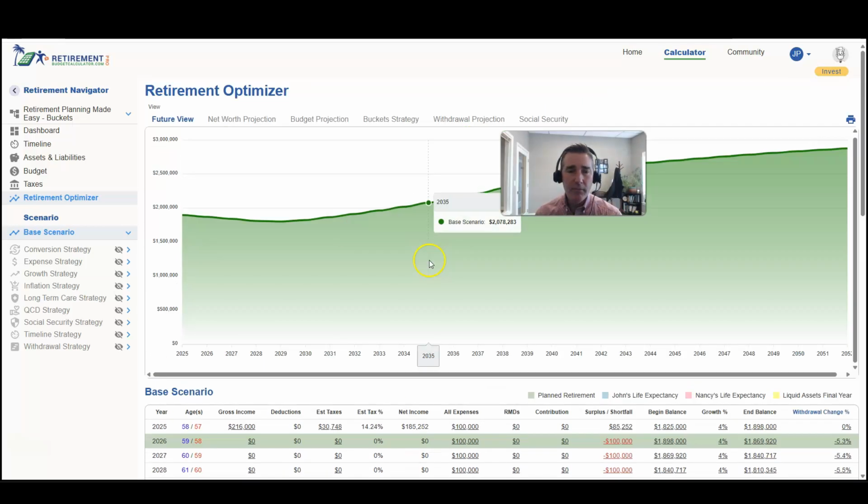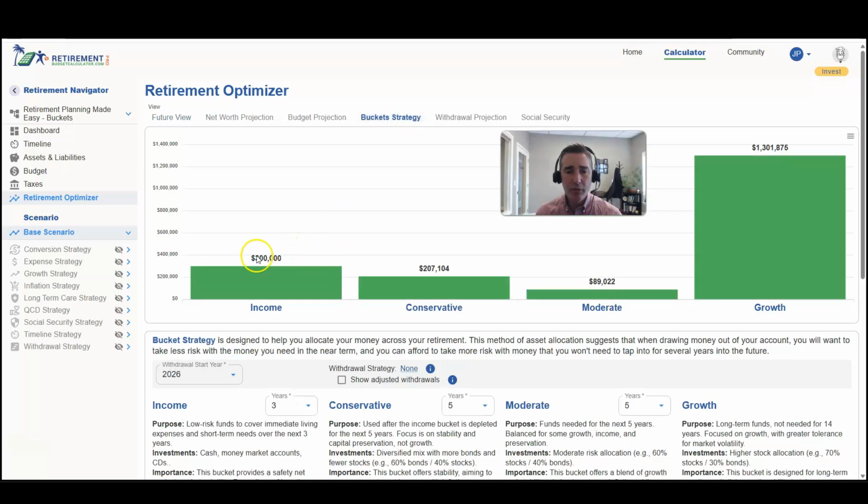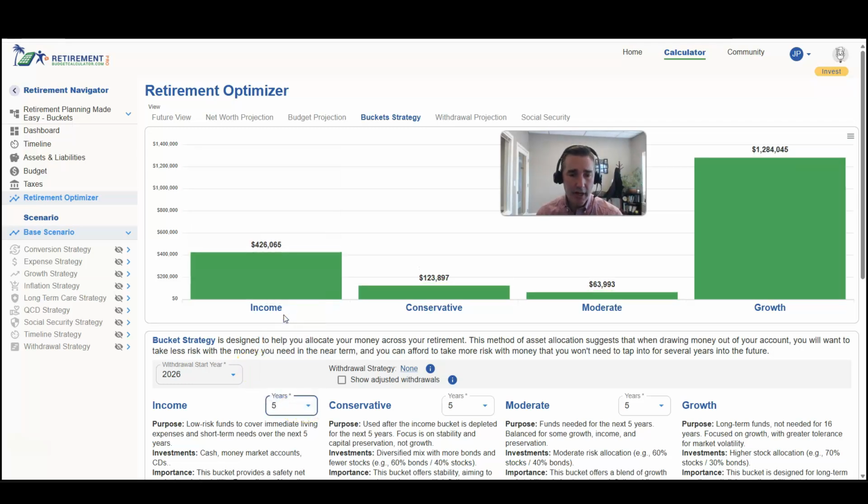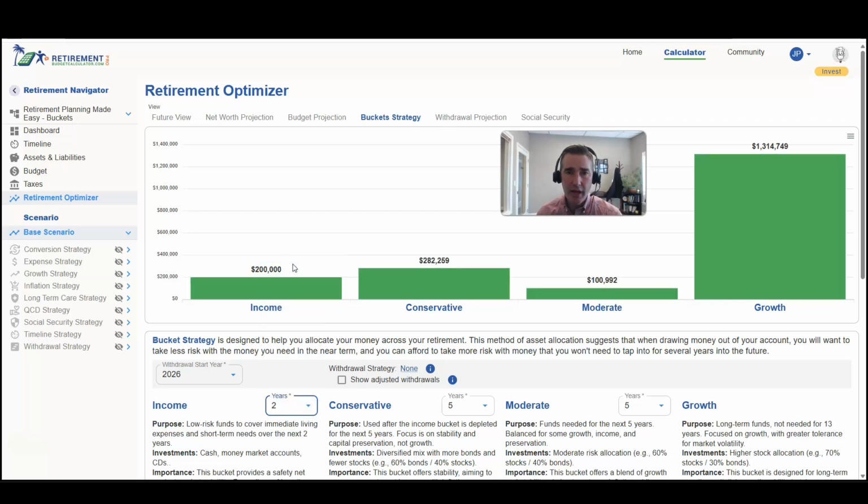So coming back up to the bucket strategy, we know that we need $300,000 of portfolio withdrawals for the first 3 years. Now, what if you want 5 years of portfolio withdrawals? Well, you can do that. Or what if you say you only need 2 years of portfolio withdrawals? You can do that as well. But the first thing that we need to understand is how much money we need in bucket one, that low risk bucket where we're going to be taking portfolio withdrawals.